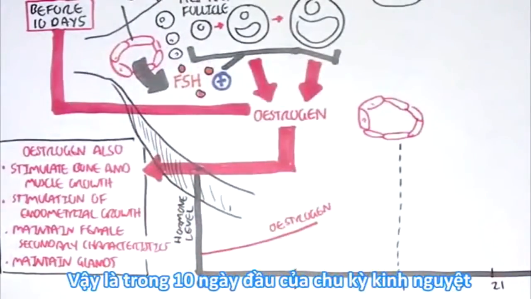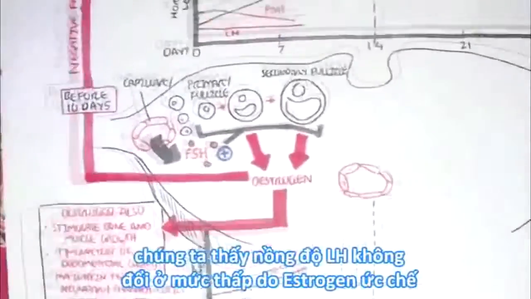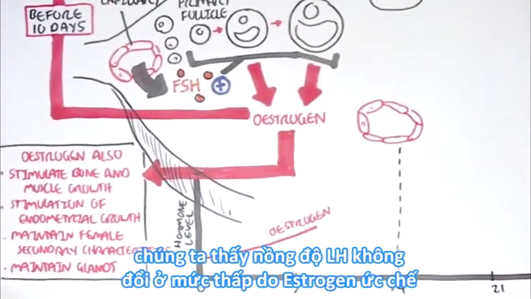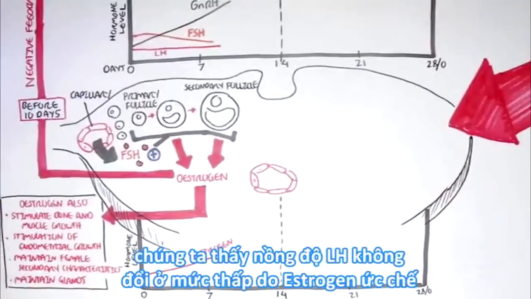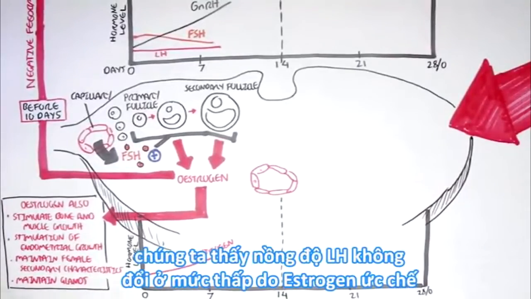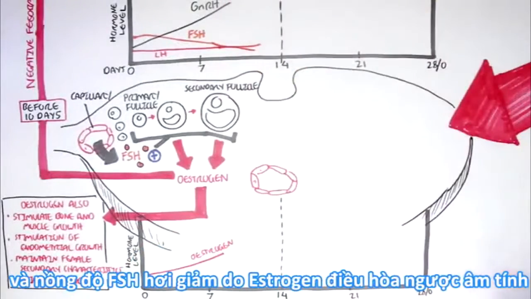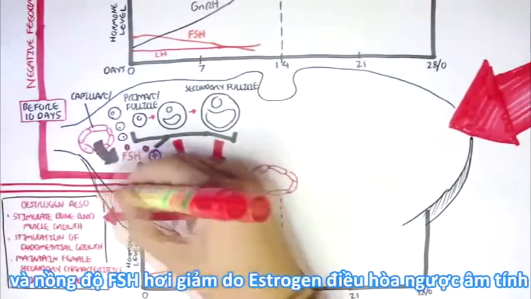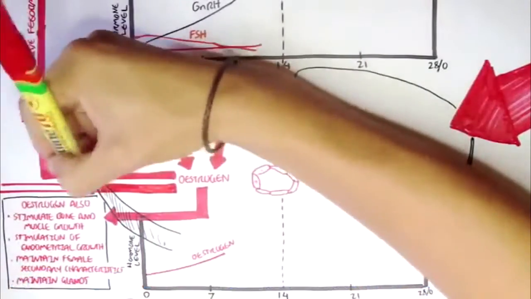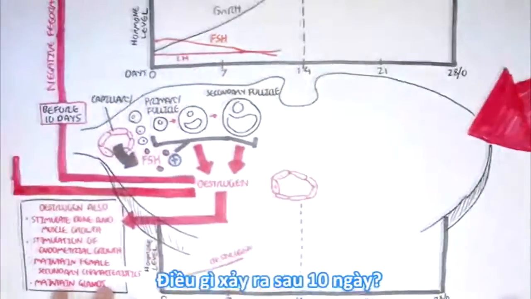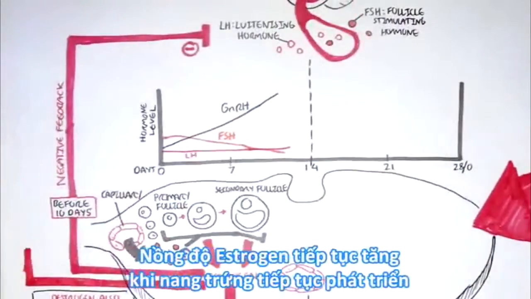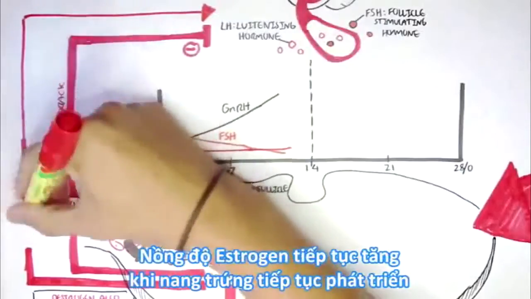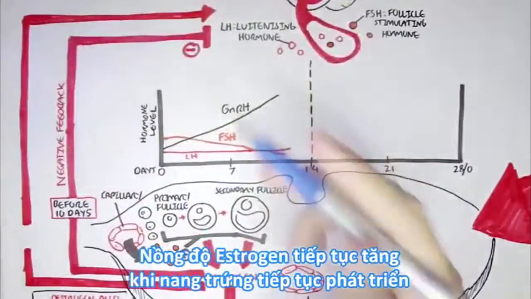So just to draw this graph up to 10 days of the menstrual cycle, we see a steady low concentration of luteinizing hormone due to the inhibitory effects of estrogen, remember, in the first 10 days. And we also see a steady drop of follicle-stimulating hormone due to the increase in estrogen levels as well, which has a negative feedback. So what happens after 10 days? Well, after 10 days, estrogen levels will continue to rise as the follicles mature in the ovaries.